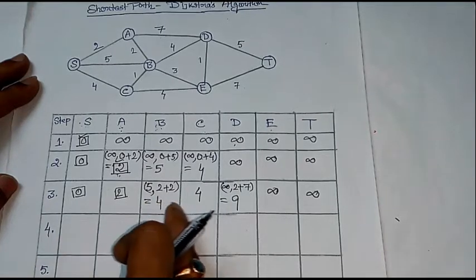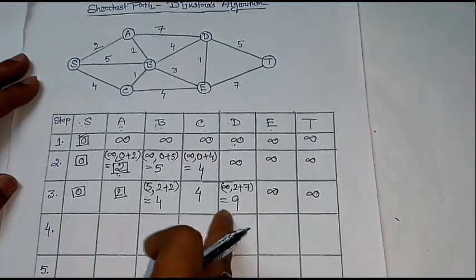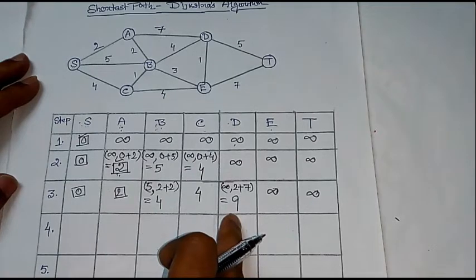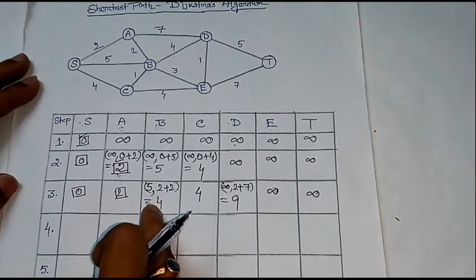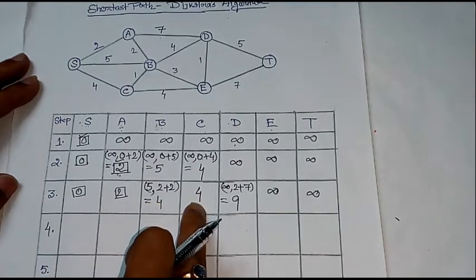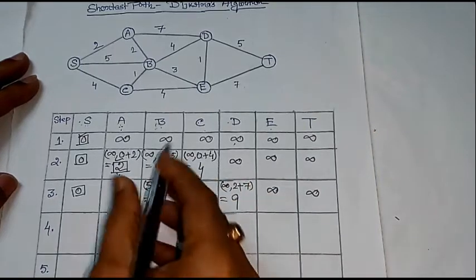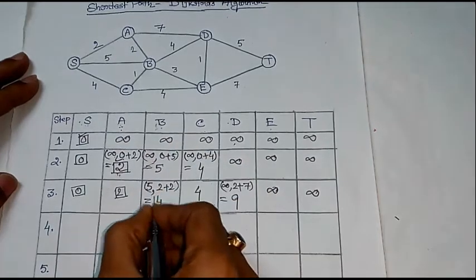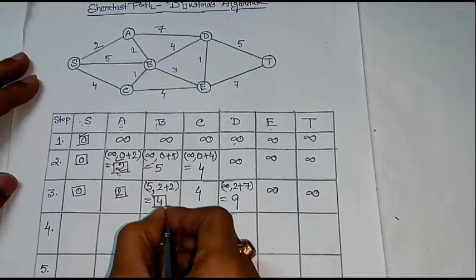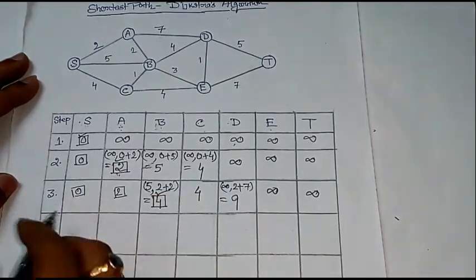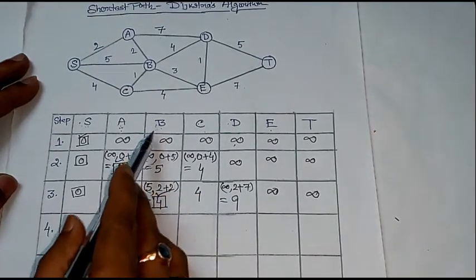Now, among these 5 temporary levels, 4 is the minimum, so we can select either this 4 or this 4 as permanent levels. Suppose we are considering B, so in this case we consider this as the permanent level, and hence B will be leveled permanently by 4.